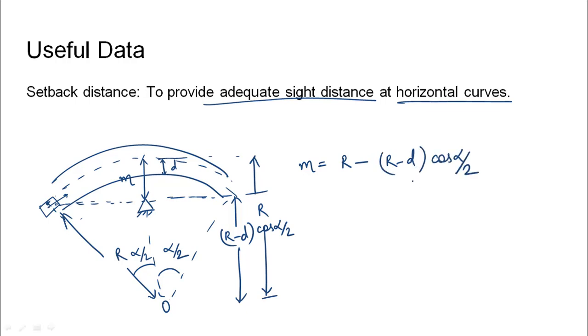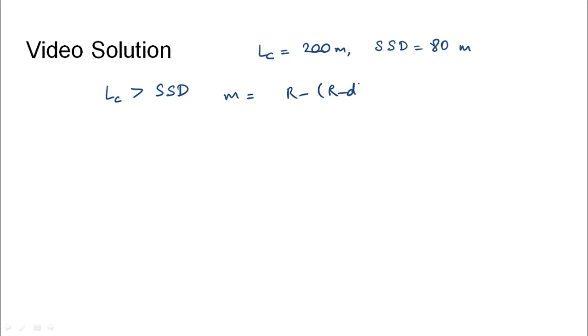This is usually done when the road is multi-lane. In case the road is a single lane road, d would turn out to be 0. So setback distance for a single lane road would be R minus R cos alpha by 2. It is given that the length of the curve is greater than SSD. Here the length of the curve has been mentioned as 200 meters and the SSD is 80 meters. So in that case the formula discussed in the previous slide is applicable. So Lc is greater than SSD, so setback distance would be given by R minus (R minus d) cos of alpha by 2.